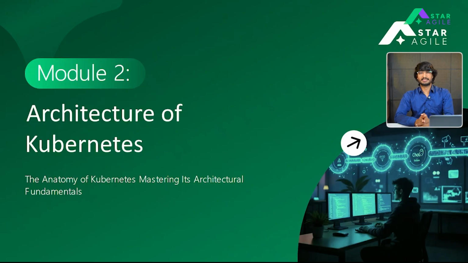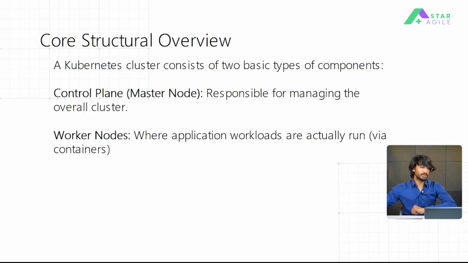Alright people, let's dive into module 2, where we will understand how Kubernetes works and what the architecture of Kubernetes is, what is master node, what is worker node, and what are the components involved in master as well as worker node, and we will try to understand in depth each particular component and how it works there. So as you see, people, a Kubernetes cluster consists of two basic components.